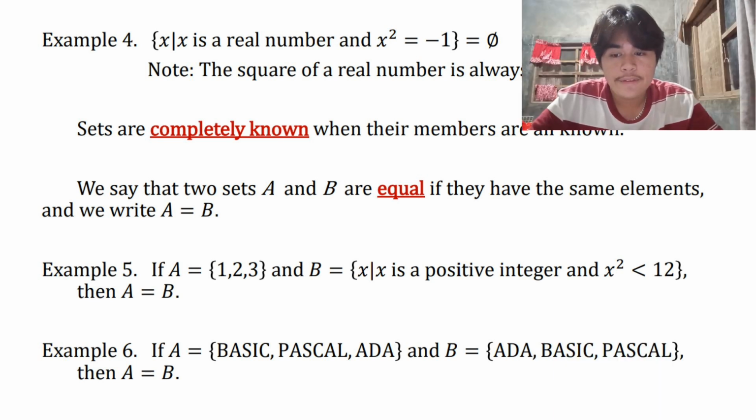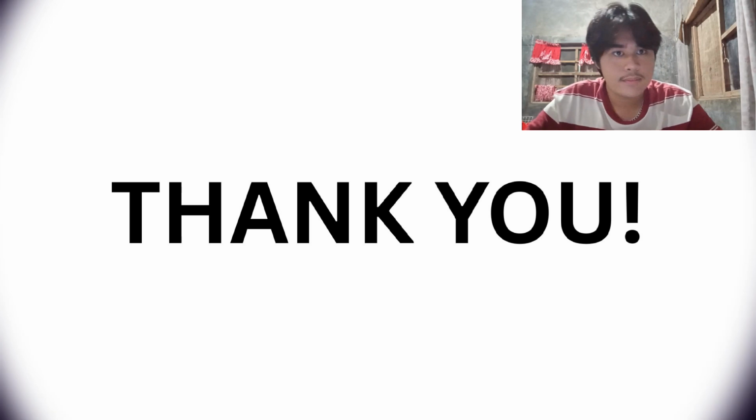If A is equal to {basic, Pascal, Ada} and B is {Ada, basic, Pascal}, then A is equal to B, since the order in which the elements of a set are listed is not important. So that concludes our lesson for today.